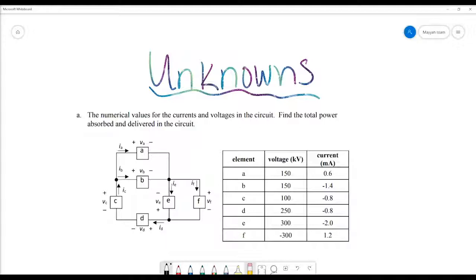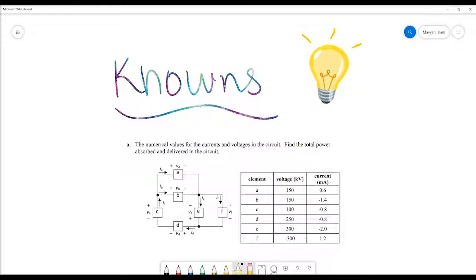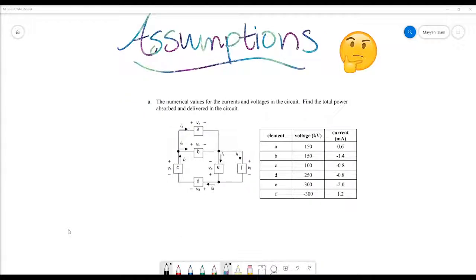So the unknown that we're going to be talking about for our section, and we only have one, is the power in the different parts of the circuit, and the power in our circuit is going to be represented by watts. Our knowns are voltage in kilovolts and current in milliamps. We also have no resistors. Looking at our circuit, we have no resistors and it is a closed circuit, so we're going to be following the conservation of power, so the total absorbed and total delivered should be the same value.